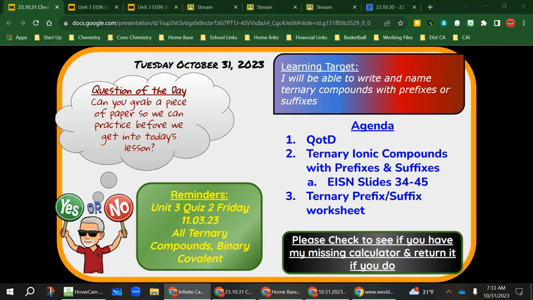Again, I'm still missing one of my calculators. If it doesn't return by the end of the day today, I will simply put them away and you will not be able to use them. You should have grabbed a piece of paper so that we can practice before we get into today's lesson.